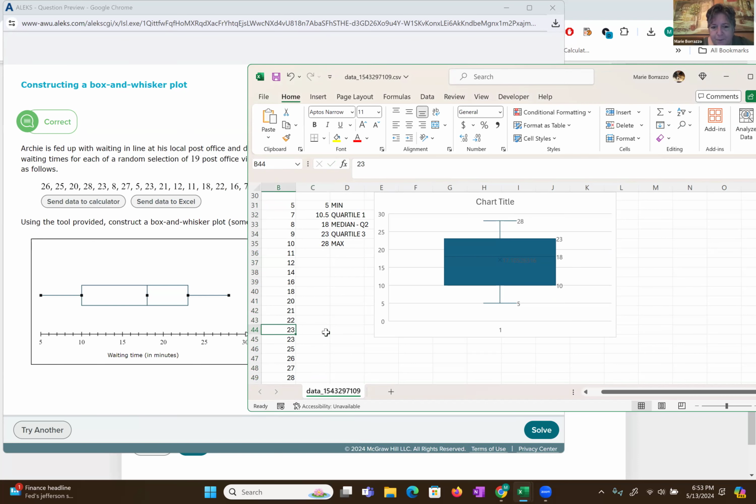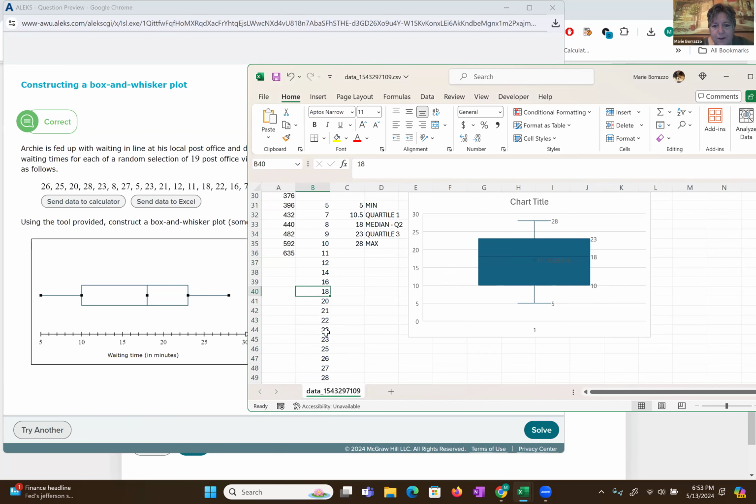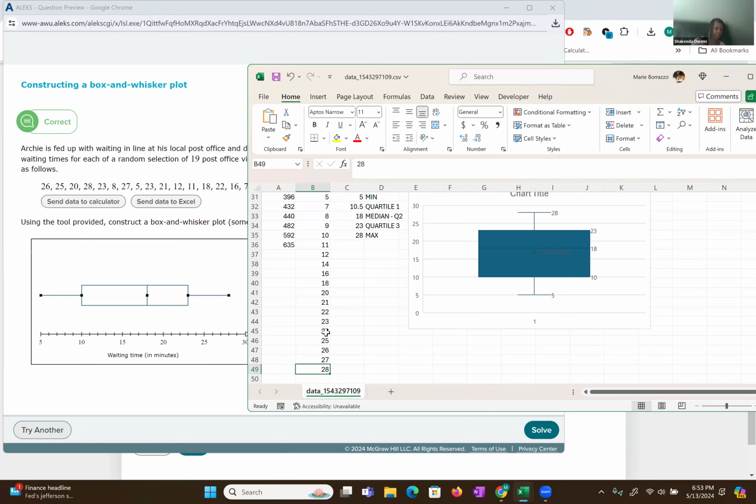The minimum. Notice where the location is. See the minimum? 5. See the maximum? 28. Okay, now the median, right in the middle, 50-50. Watch. 1, 2, 3, 4, 5, 6, 7, 8, 9. I'm going to highlight that. Median, 18.